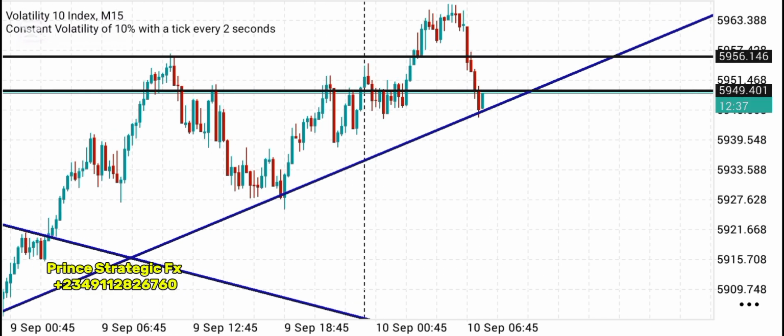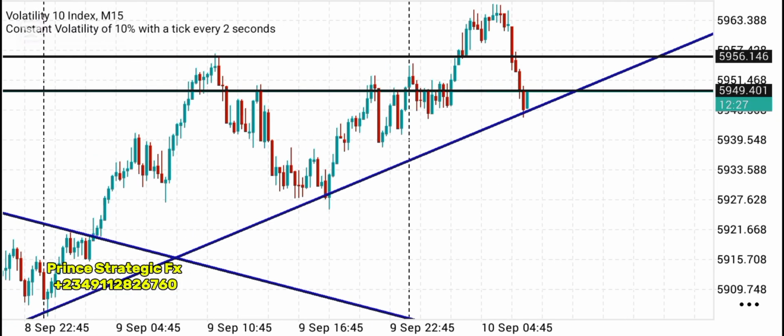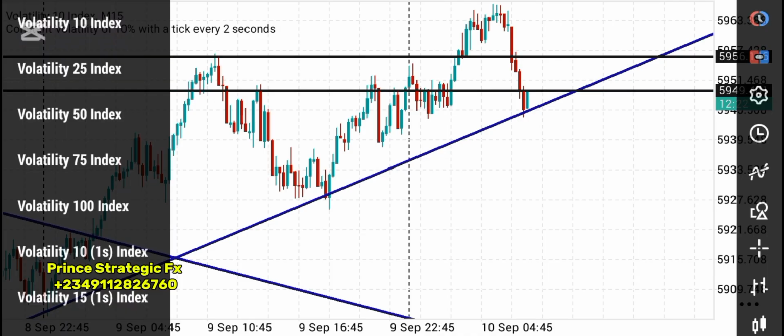Just be patient. You see, it is coming up gradually. Can you see? It is coming up gradually, just on a gradual process. Now, let's go back to GBP USD.